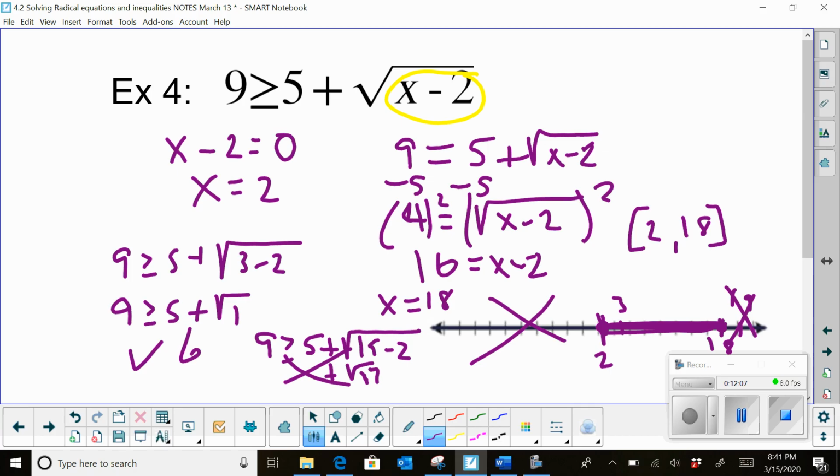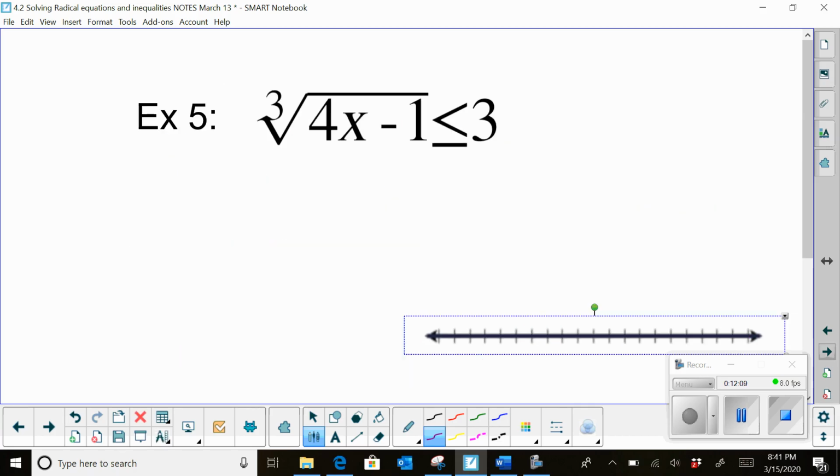One more example. Let's try this one. It's a cube root. So again, in a cube root, the radical can be anything, positive or negative. So in a cube root, you don't have to worry about a restriction under the radical, because remember, cube roots can be negative. So this time we don't have to set the radicand equal to 0. You're just going to turn this into an equation and solve, and then test your points.